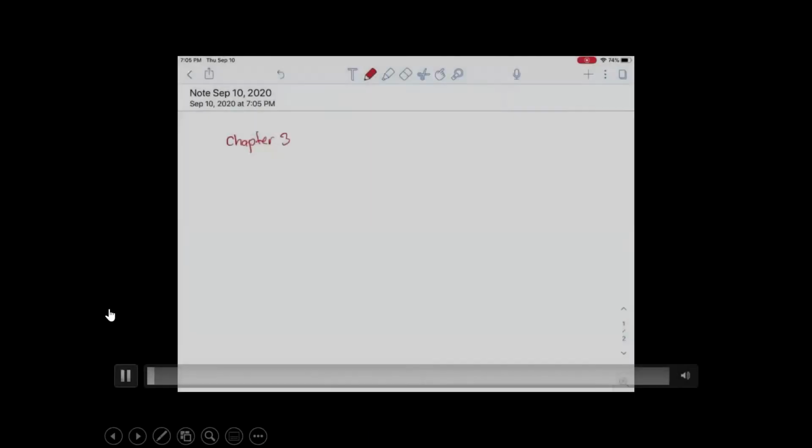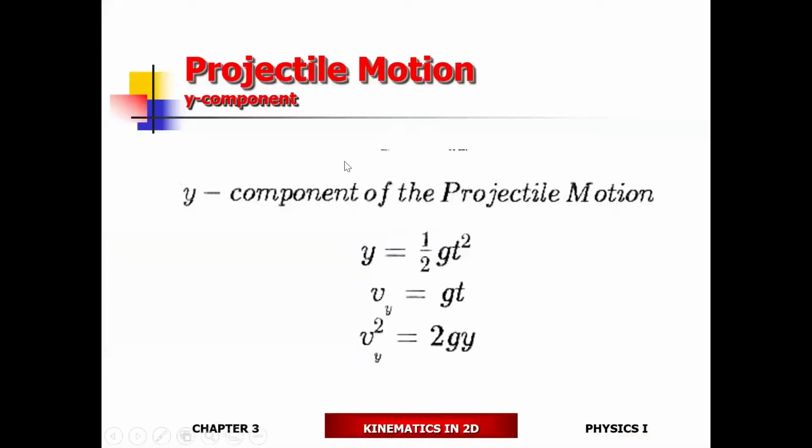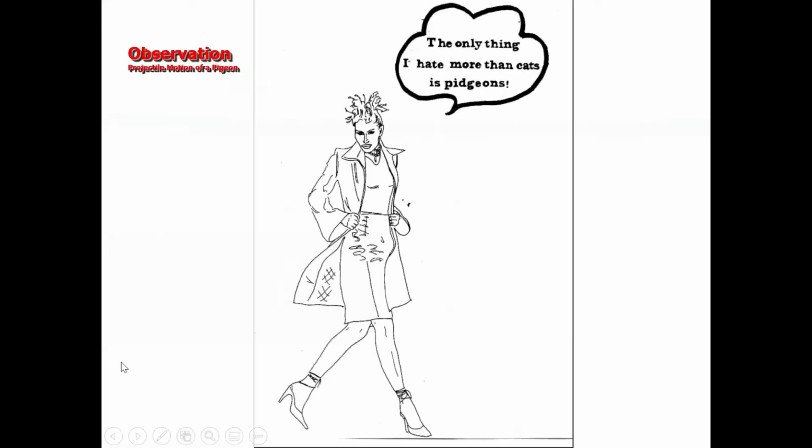Those are the formulas that we will get to use. All right, so along the y direction, it's the same as free fall. Along the x direction, it's uniform motion, with zero acceleration.